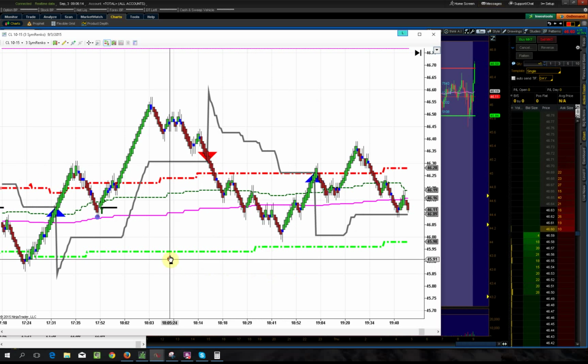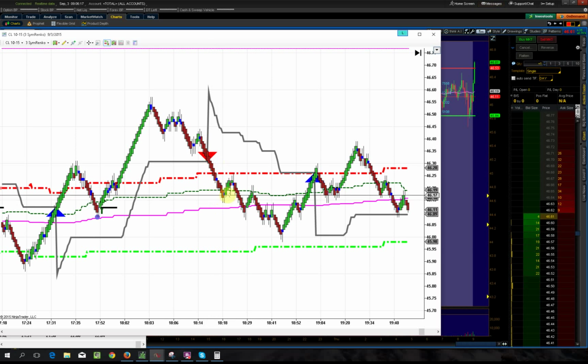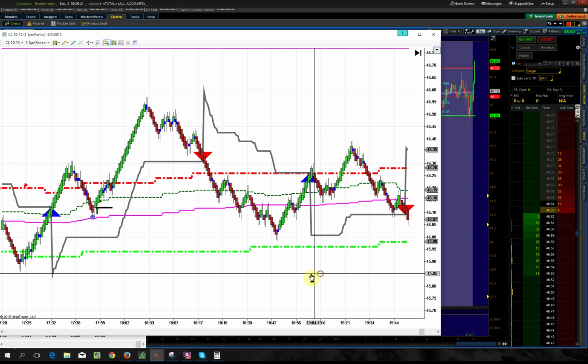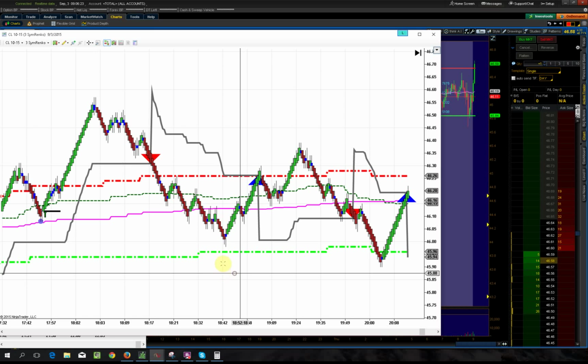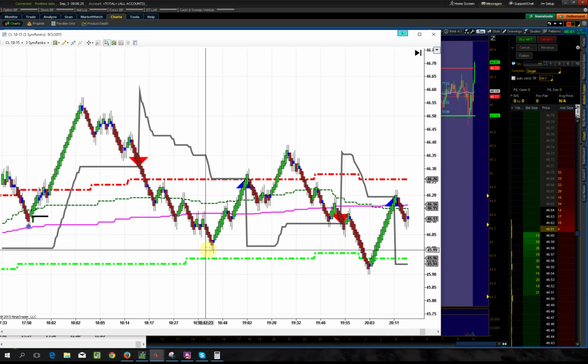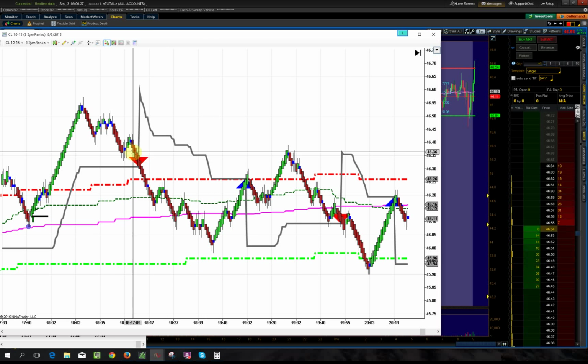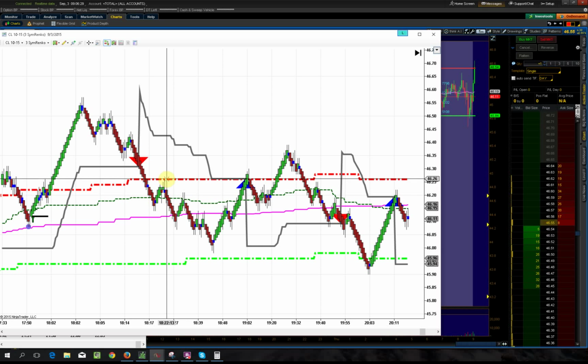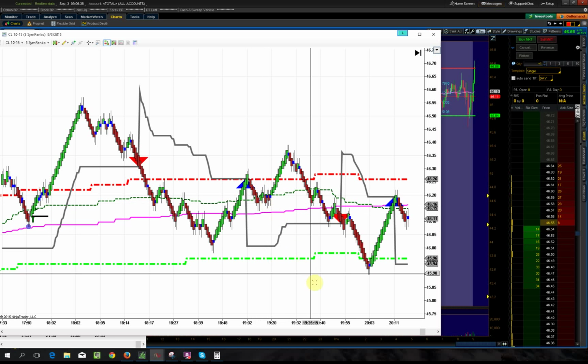Here it came back inside, tested the high value area, and sold all the way down to the low value area. Once you get to the low value area, you could buy. So that would have been a second winner, third winner, all the way up to here, right? Then if you would have sold here, waited for this to go down, you lost for a small loss.